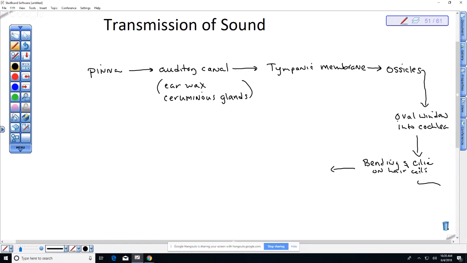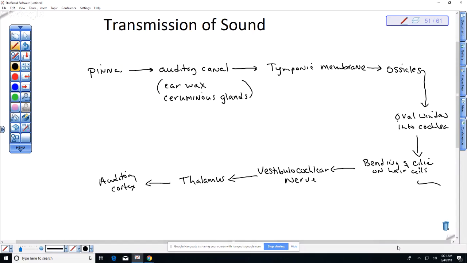Okay. So from here, the bending of the cilia causes transduction, and so it goes into the vestibulocochlear nerve. And that is one of the cranial nerves, and so this gets transmitted into the thalamus. And then where is it consciously perceived? Auditory cortex. Okay. So that's a review of the structures in the ear.